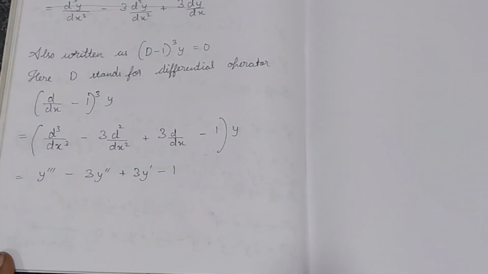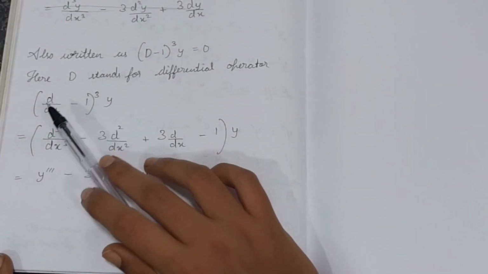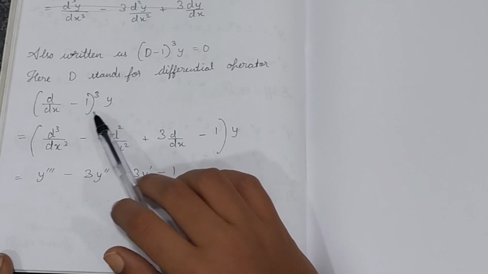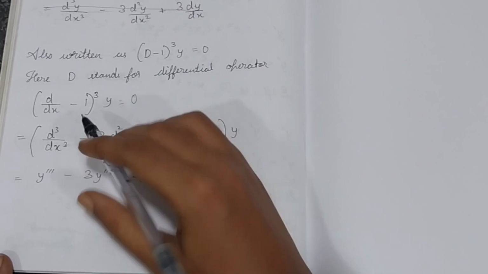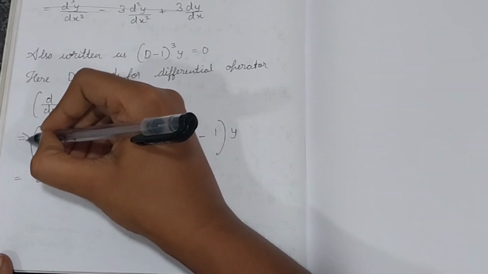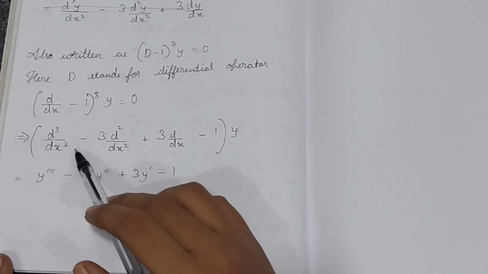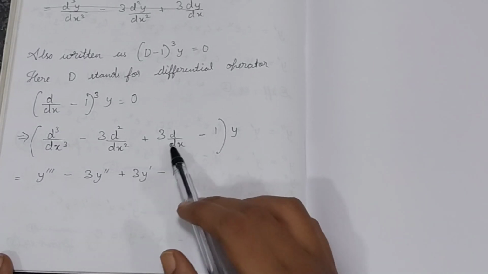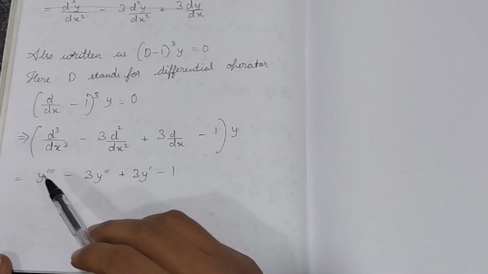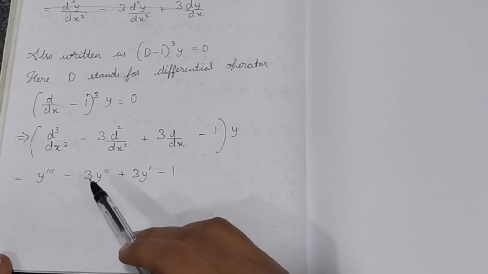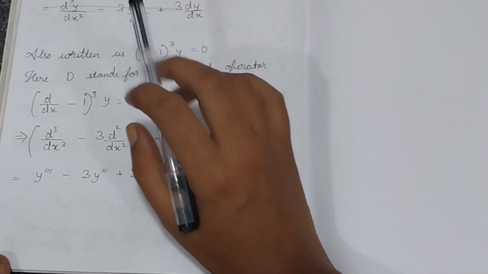Here d stands for the differential operator d by dx. So we can write it like this: d by dx minus 1 the whole cube operating on y is equal to 0. Now just expand this LHS. We will get d cube by dx cube minus 3 d square by dx square plus 3d by dx minus 1 all operating on this y. Now after this operation you will get y triple dash minus 3y double dash plus 3y dash minus y. This was the LHS of our answer.